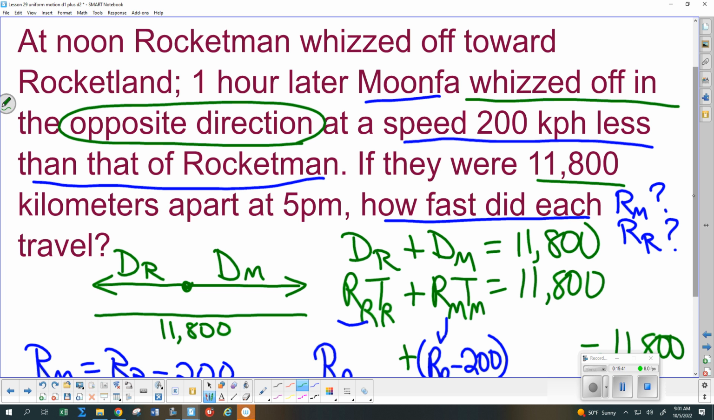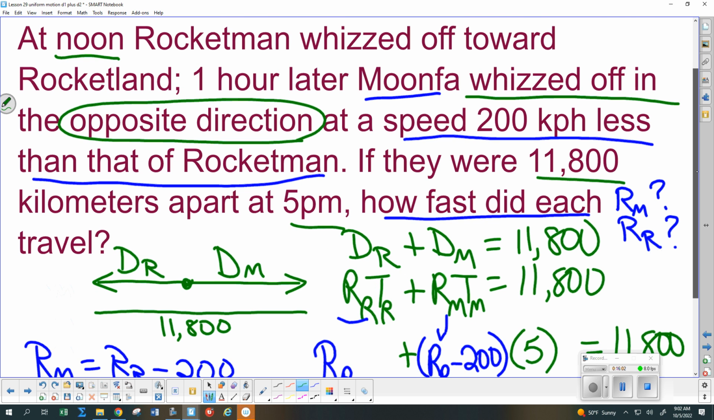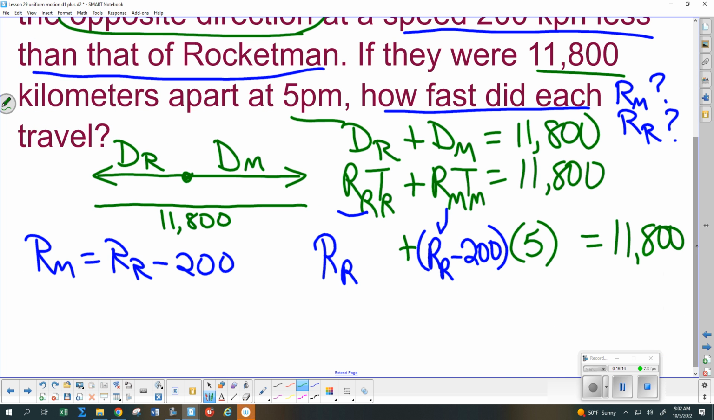So say that again. When did Rocket Man start? And when did Rocket Man stop? Everybody good with Rocket Man goes from noon to 5? So how many hours, everyone? 5 for Rocket Man's time. What about Moonfa's time, Adam? Everybody good with 4 for Moonfa?